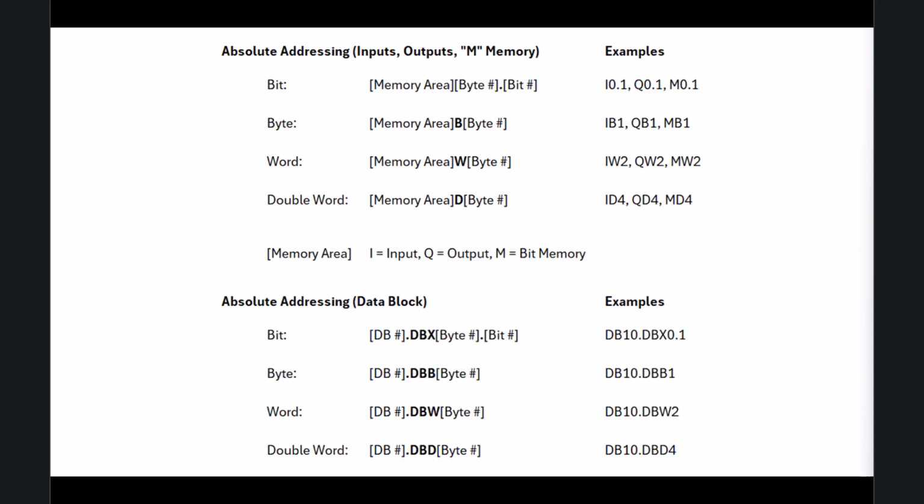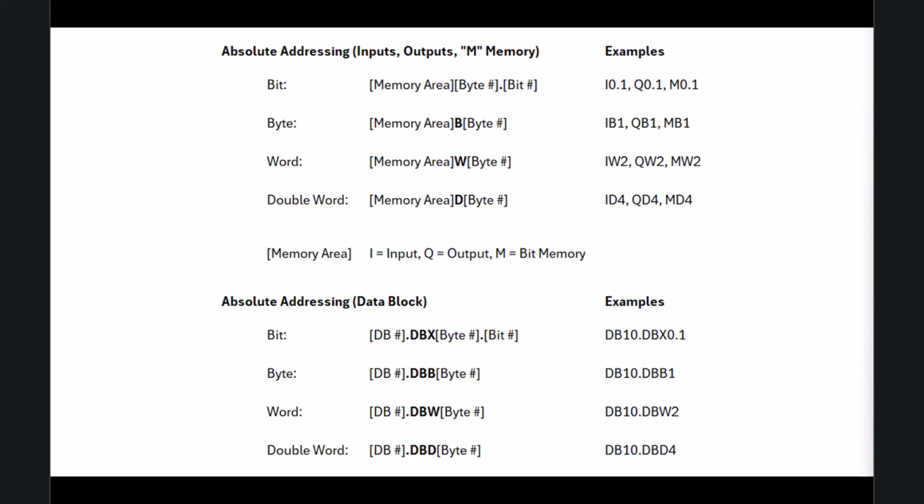So for an individual bit, you would specify the memory area, and that would either be an I, Q, or an M. You specify the starting byte number, dot, and then the bit number 0 through 7 within the byte that you want to reference. So some examples would be I0.1 or Q0.1. For a byte address, you specify the memory area, I, Q, or M, and then you use the letter B for a byte reference, and then specify the byte number. So examples would be IB1, QB1.